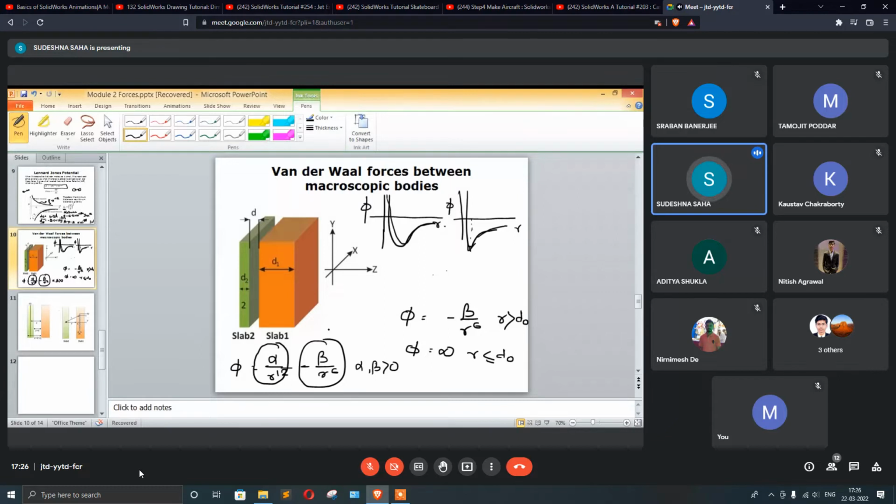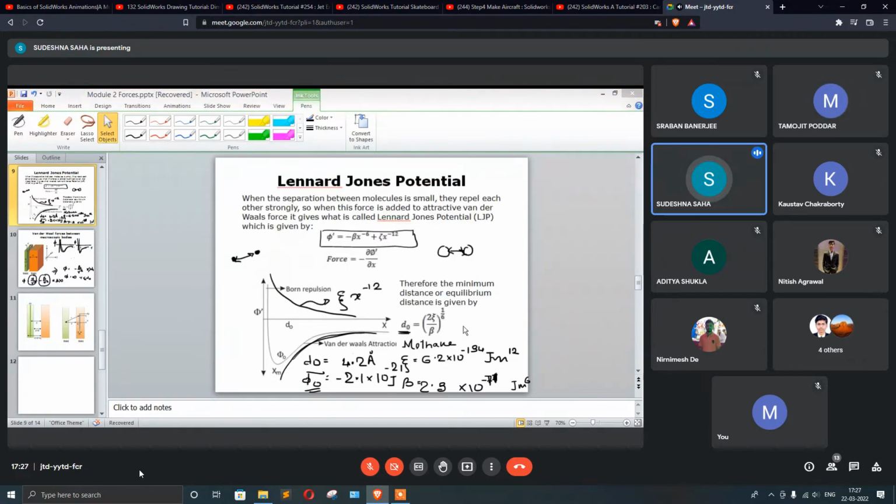So we are trying to figure out a way so that phi will be equal to minus b divided by r to the power 6 when r is greater than d naught. Okay, so d naught is the minimum distance or the equilibrium distance that we have talked about previously. In the previous slide itself, we termed the d naught. Condensed state d naught is nothing but 2 psi divided by beta to the power 6.